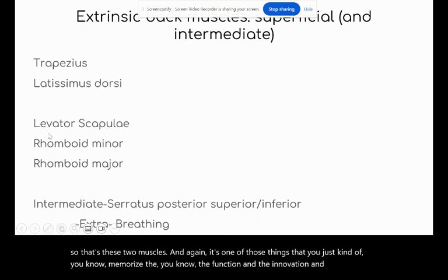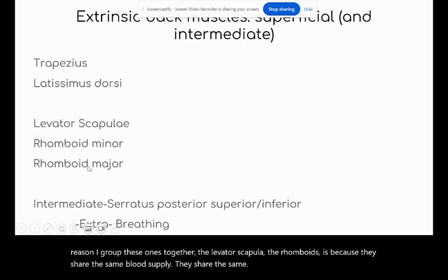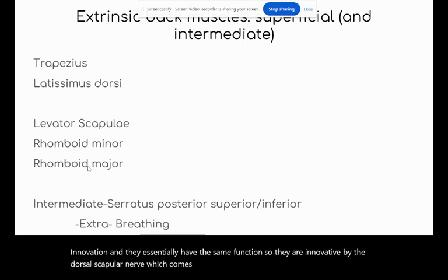So the reason I grouped these ones together, the levator scapulae and the rhomboids, is because they share the same blood supply, they share the same innervation, and they essentially have the same function. So they are innervated by the dorsal scapular nerve, which comes from the brachial plexus.